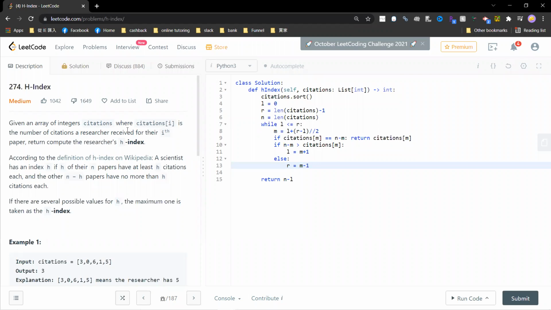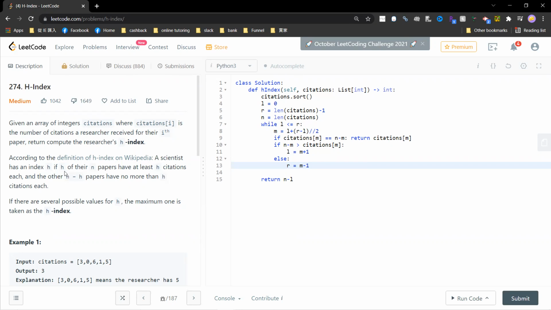Given an array of integer citations, where citations[i] is the number of citations a researcher received for their ith paper, return the researcher's H-index. According to the definition, a scientist has index H if their papers have at least H citations and the other N minus H papers have no more than H citations each. Once you see this, you know the answer.